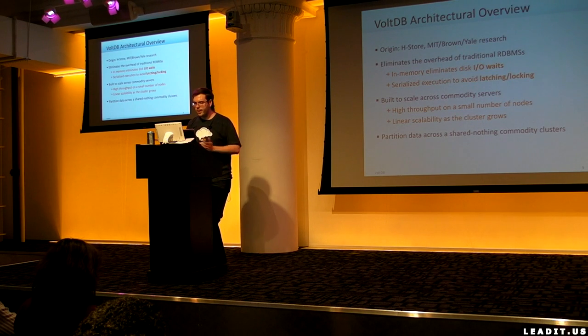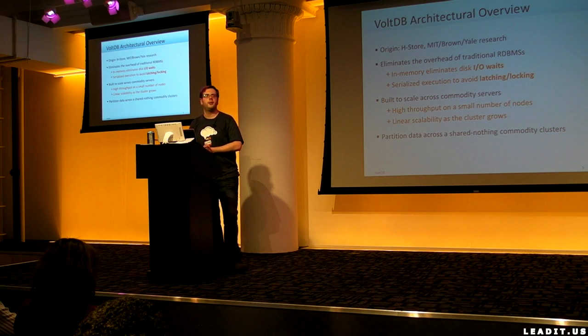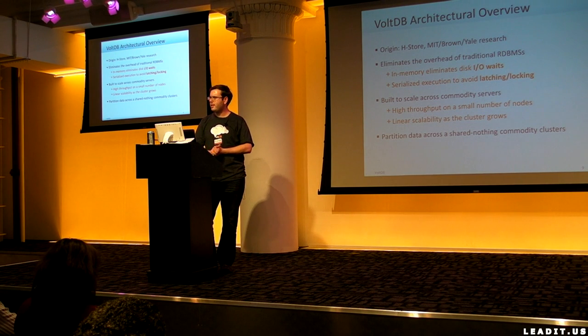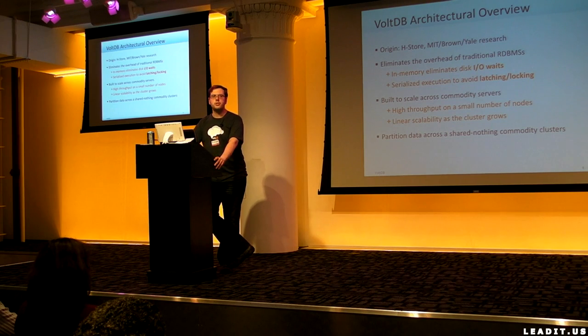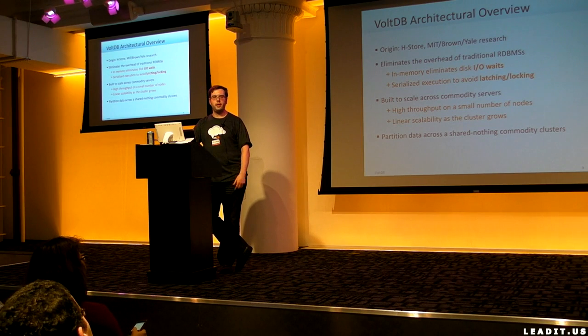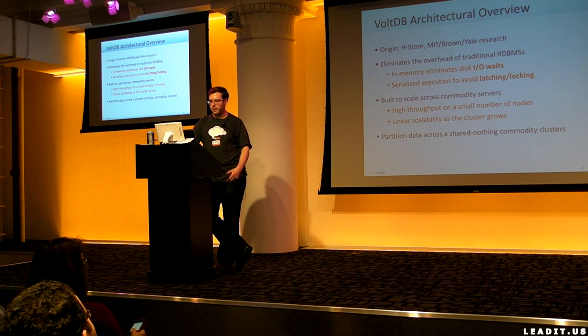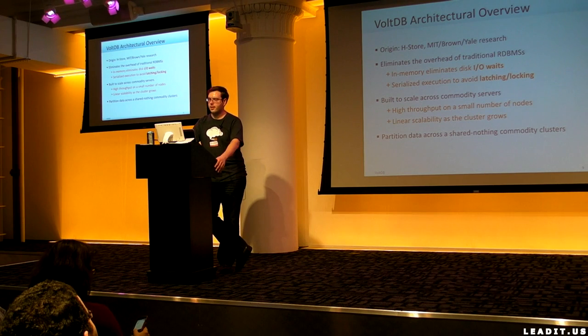So, architectural overview. Where did Volt come from? So there's an academic project that was a collaboration between MIT, Brown, and Yale. These are the same people who worked on C-Store, which is a column store. So H-Store is a horizontal row store. Volt is sort of the row store version of C-Store. It's a complete rethink of how I would implement an OLTP database that is optimized for, you know, these smaller transactions with a high velocity.